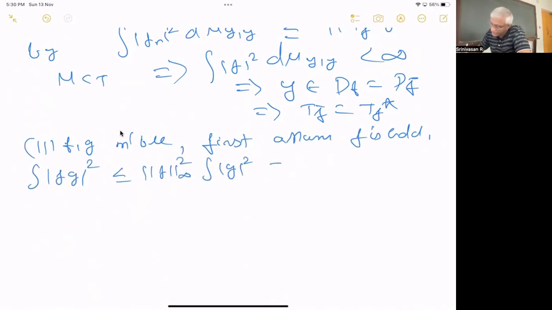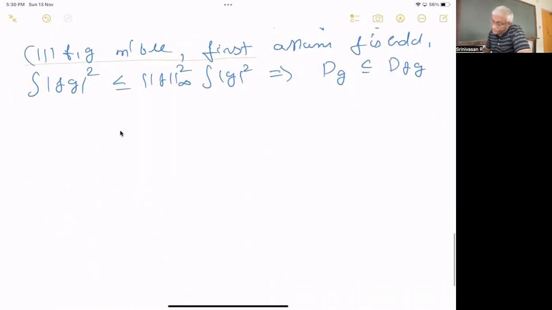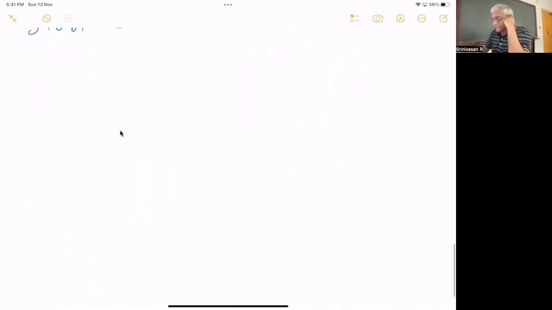So because of this, Dg is contained in Dfg. If something is in the domain of Tg, I mean something is in Dg, then Dg is contained in Dfg, if f is bounded. From this, what shall I conclude?